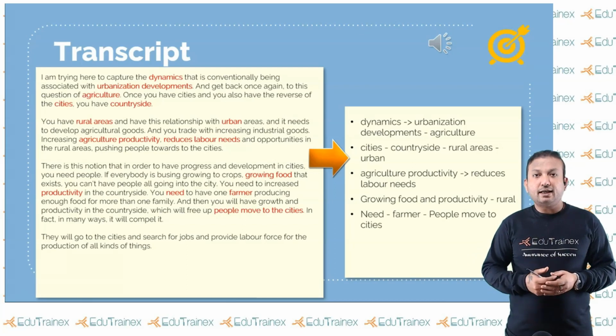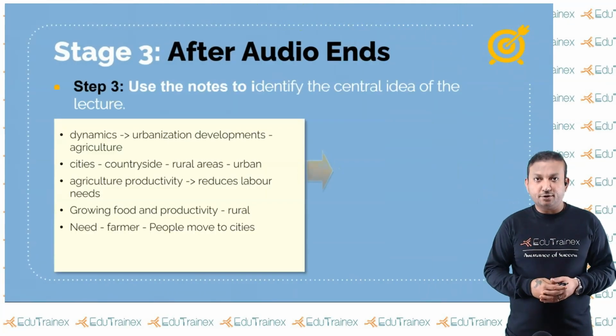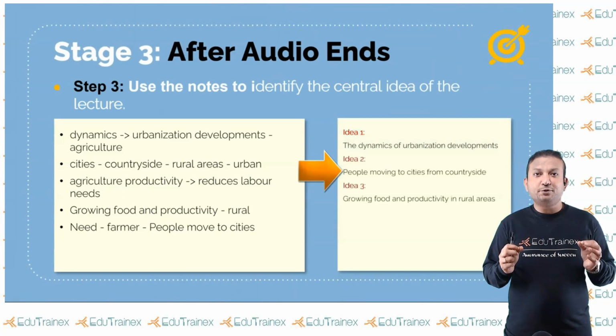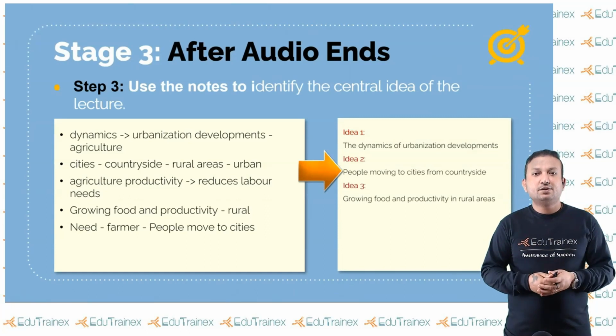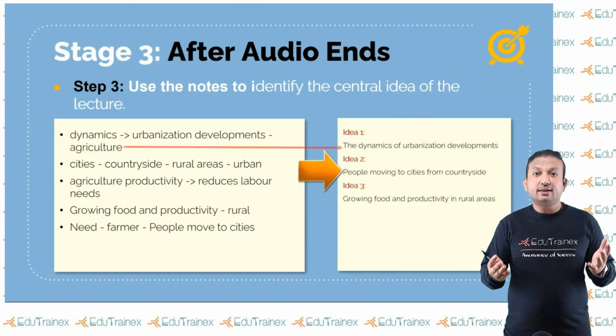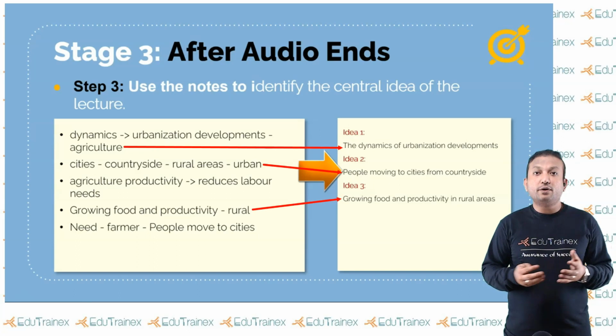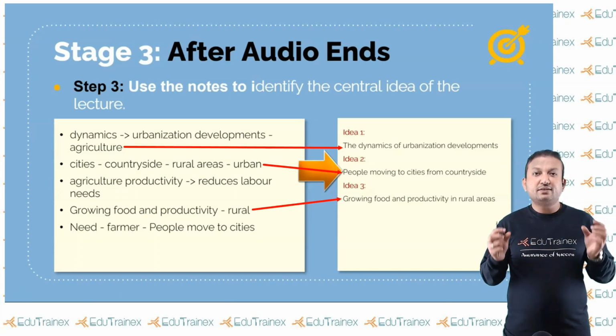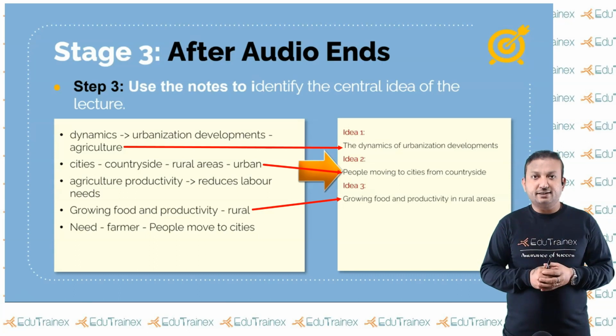Moving ahead, I have listed 3 idea options again in front of you, and I hope you have something similar. Great job if you do, and don't worry if you don't have. Just keep practicing. So the main idea could be the dynamics of urbanization developments, or people moving to cities from countryside, or growing food and productivity in rural areas. So all of these are equally worthy to be the introduction. So more or less, we are touching the central idea in each of the phrases here.